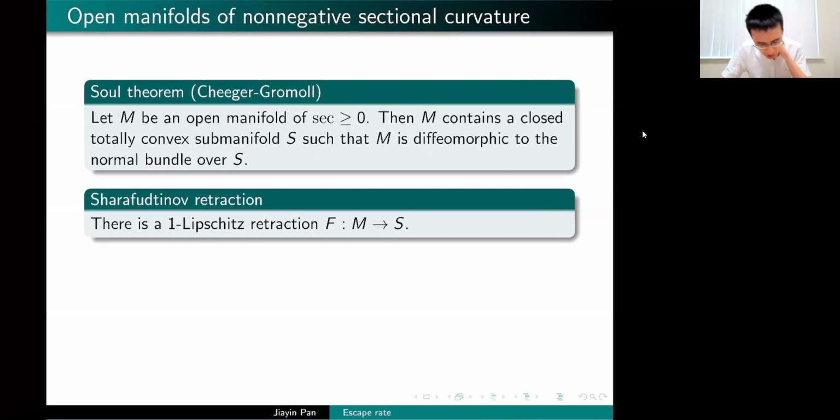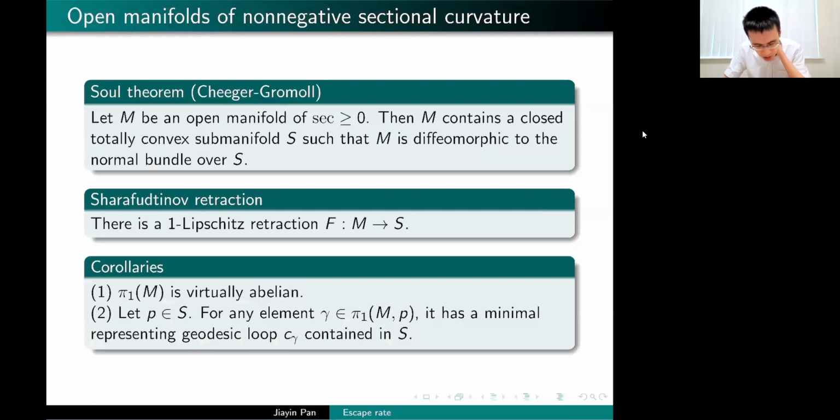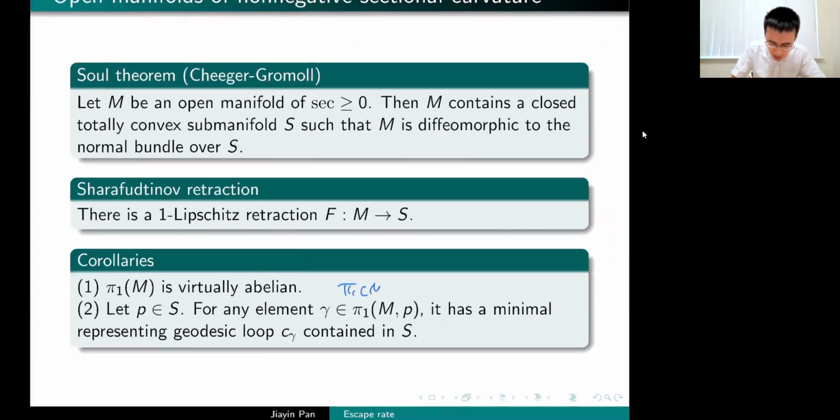Then there's also the so-called Sharafutdinov retraction, which says you can construct a one-Lipschitz retraction map from the entire manifold to its soul S. As corollaries of the above, one can show that pi_1(M) is virtually abelian. This is because pi_1(M) is the same as pi_1(S), and we know that S is a closed manifold of non-negative sectional curvature, which is virtually abelian. So pi_1(M) is virtually abelian as well.